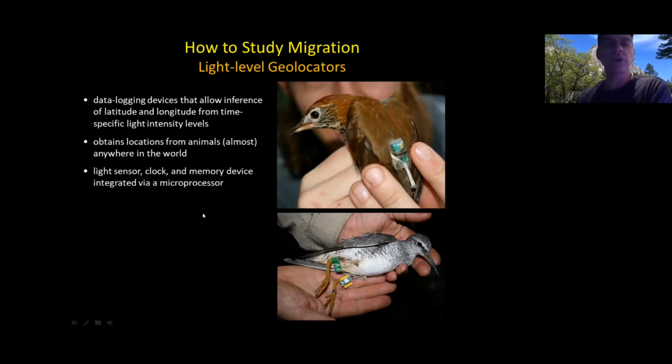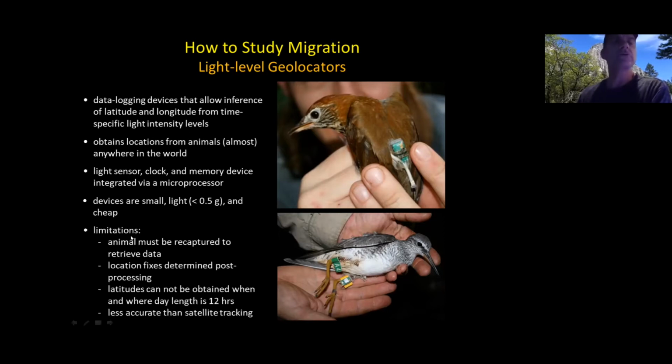And so these are really bare bone devices. That makes them small and light. They can be down to less than a half a gram. And it also makes them relatively inexpensive. Each one of these is about $100 a piece. However, because they are not transmitting data, again, you need to recapture the animal to recover the data. You need to recover those tags off the animals.